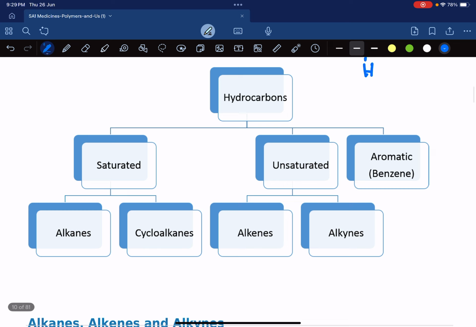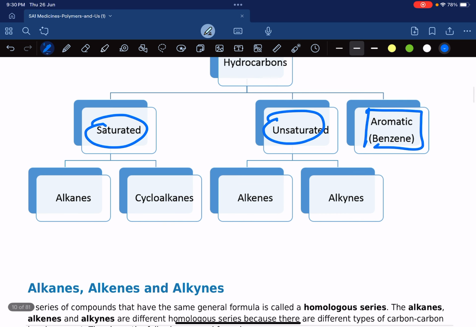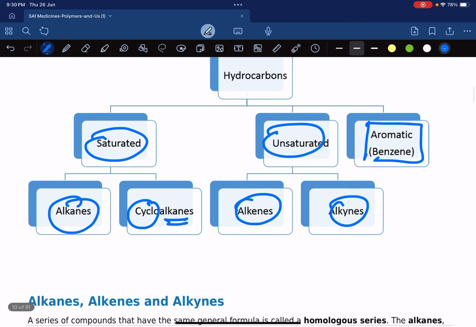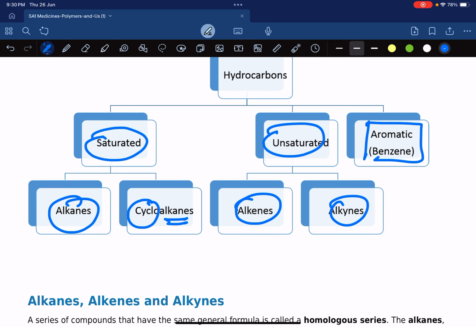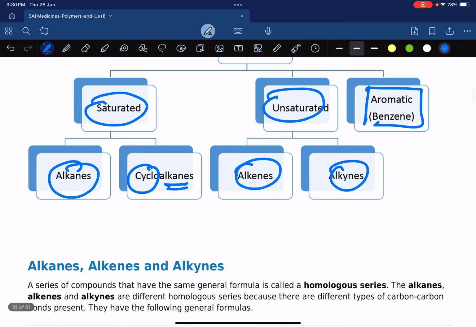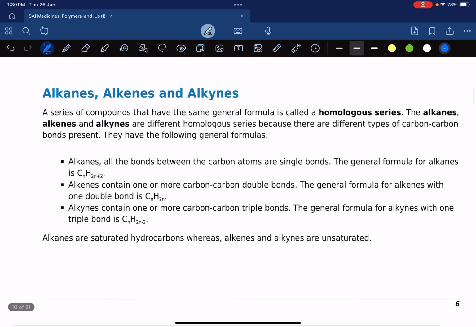So hydrocarbons can be saturated and can be unsaturated, and there's something called aromatic. We'll talk about this later. Under saturated, there are alkanes and cycloalkanes, alkenes and alkynes. These are all hydrocarbons, meaning all of these only contain carbon and hydrogen. Alkanes, cycloalkanes, alkenes and alkynes. We're going to be focusing on these three first. These are the three homologous series.